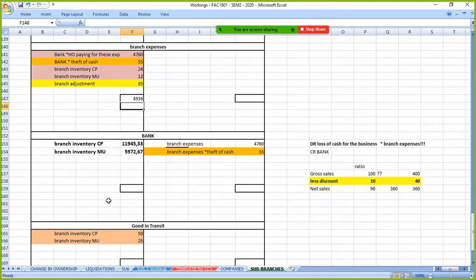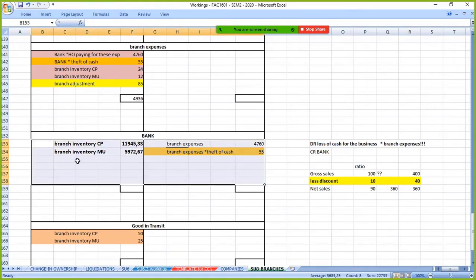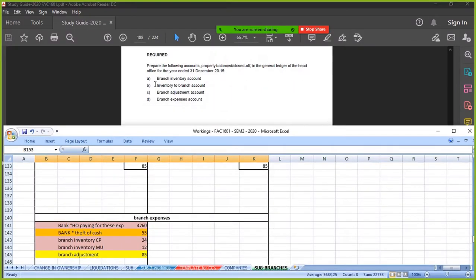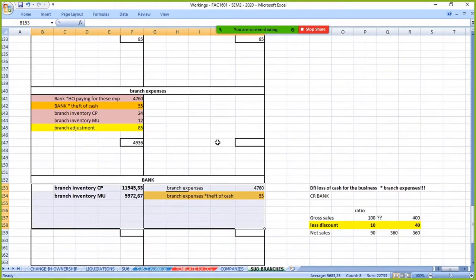What else did I have? This you can balance if you want to. There weren't any balances here, so you probably don't have to. I'm not going to balance this one because in that other example, you didn't have to balance it, and I don't think they even asked for it in this one. What did they want here? Branch inventory, inventory to branch adjustment, branch expenses. Yeah, so you don't have to balance this one.